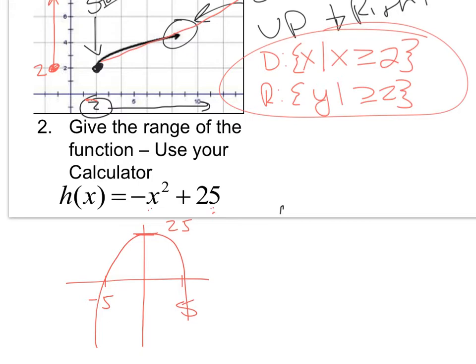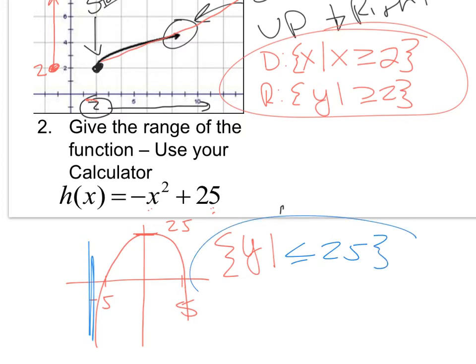And so I know my range for this one: all my y values are the up and down portions of the graph. So if I look at, sorry, let me get an arrow here. If I look at where the graph is, it keeps on going down and down and down. Parabolas don't stop. So that's every number that's less than or equal to 25.